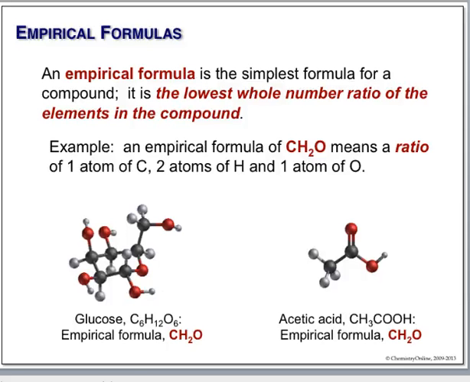Now, this is acetic acid. This is the acidic component of vinegar. I've written the structure this way to show it's a CH3 and then our COOH. But the empirical formula here is exactly the same as that for glucose.